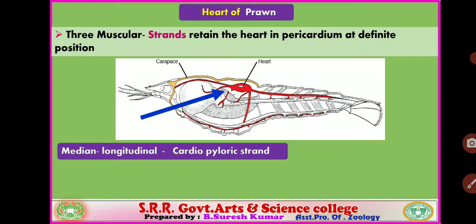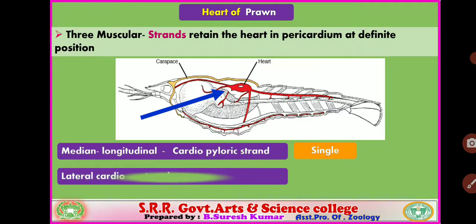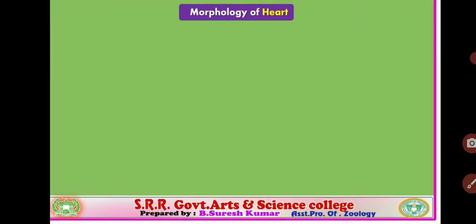They are the median longitudinal cardiopyloric strand, which is single, and next the lateral cardiac strands, which are paired. So the lateral cardiac strands remain one on either side. The median longitudinal cardiopyloric strand remains along the midventral line. Follow? So these three muscles articulate the heart, and they keep the heart in a definite position under the pericardium. Followed? Right.